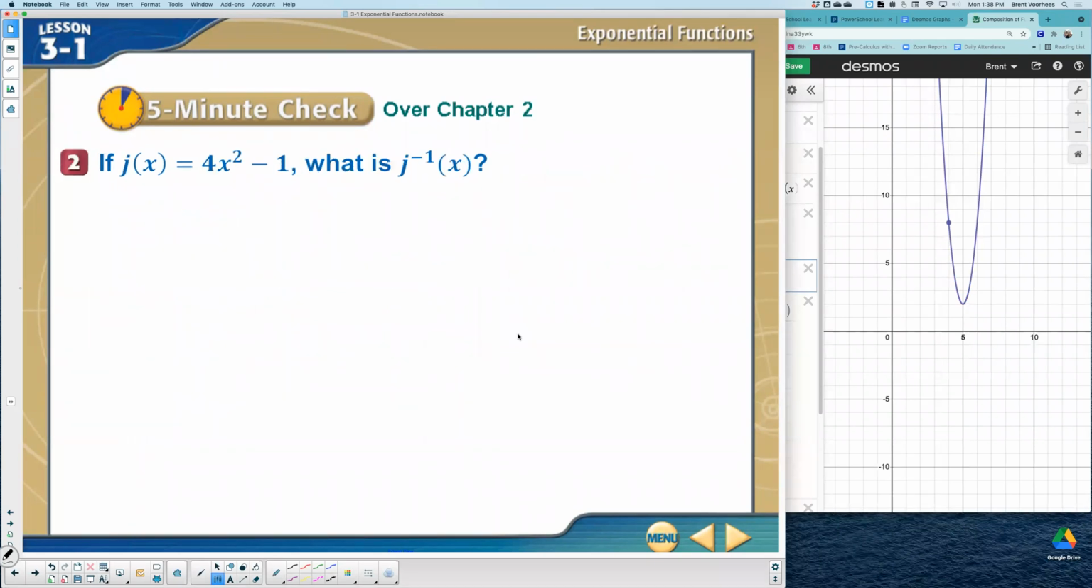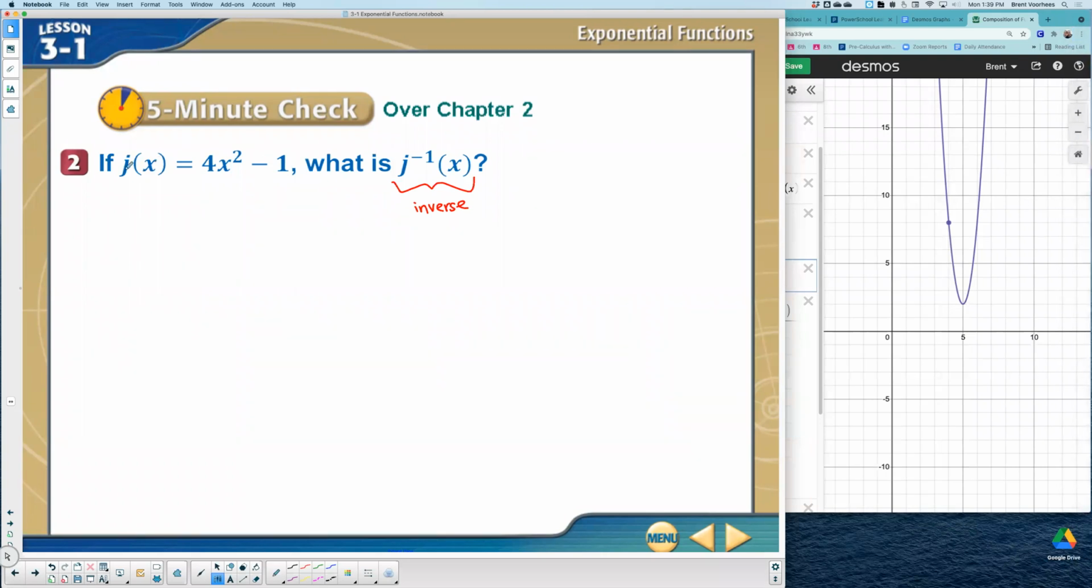All right, number 2. It says if j of x is 4x squared minus 1, what is the inverse? That's what that symbol means right there, inverse. That symbol means inverse. Okay, using algebra, I know that I have a calculator for this. What's the formula, or what do we do algebraically to solve for the inverse?